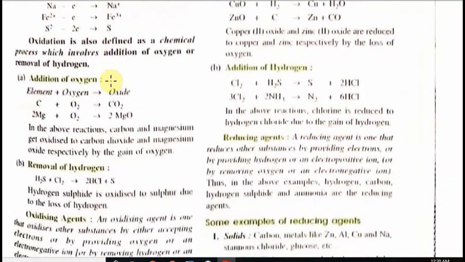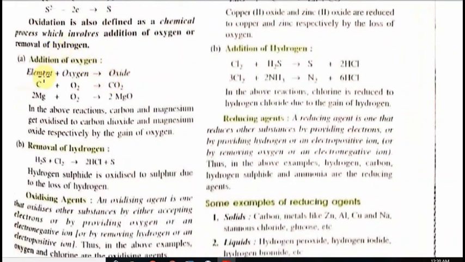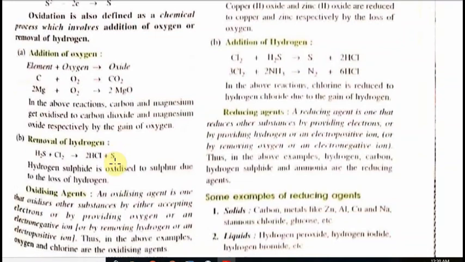Now check the example of oxidation. Carbon is gaining oxygen, magnesium is gaining oxygen. So gain of oxygen here is actually oxidation. Similarly, hydrogen sulfide is losing its hydrogen here. You can see H2S. Now this is only S. It means it has lost hydrogen. So this is also called the process of oxidation.